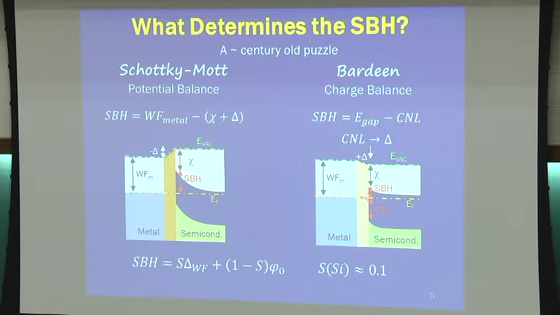So this one, I will call it surface states, okay? Because here there are a lot of surface states. Here that would be the dipole effect. So I will talk about these two mechanisms and how we can play with them.